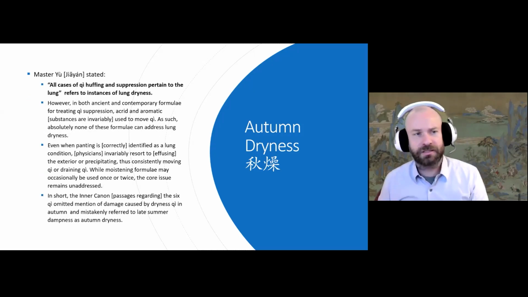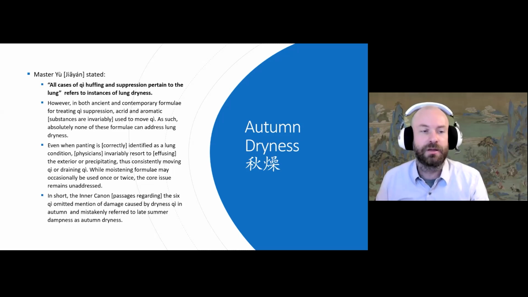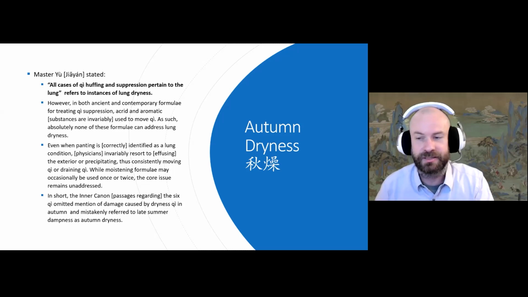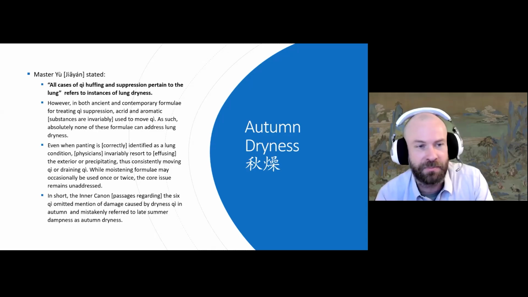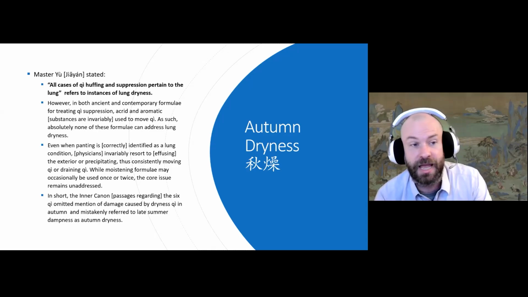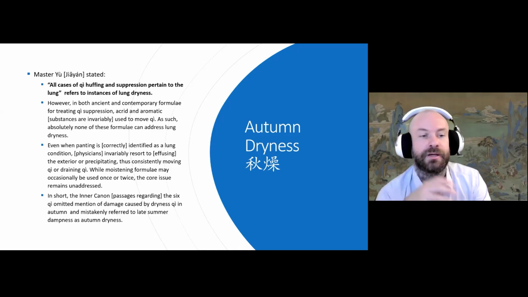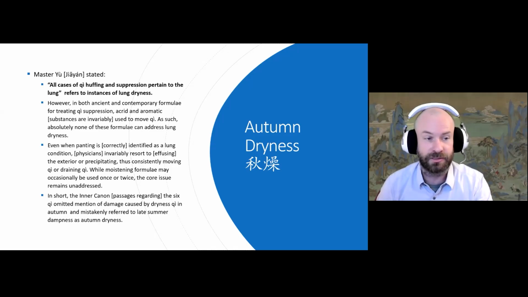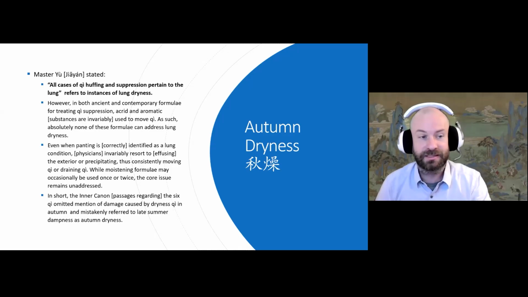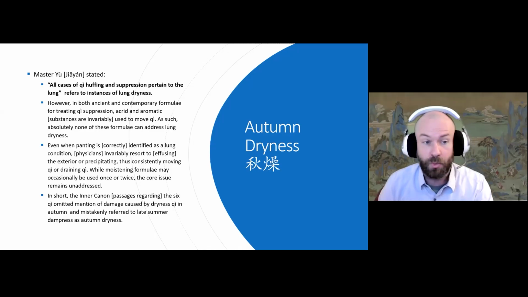He goes, all cases of huffing and suppression pertain to the lung, which refers to instances of lung dryness. That's a quote from the 19 lines. However, in both ancient and contemporary formulas for treating qi suppression, acrid and aromatic substances are invariably used to move qi. As such, none of these formulas can address lung dryness. Even when panting is correctly identified as a lung condition, physicians invariably resort to effusing the condition or precipitating, thus consistently moving qi or draining qi. While moistening formulas may occasionally be used once or twice, the core issue remains unaddressed.